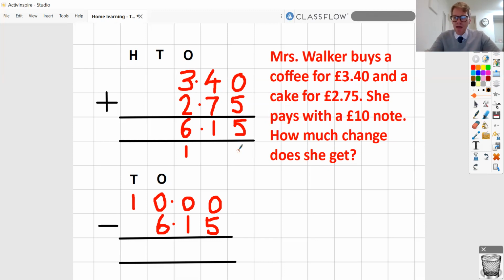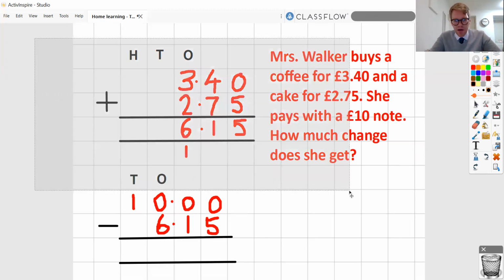Brilliant. But that's not my answer, because it doesn't say how much was the coffee and the cake altogether. It says how much change does she get when she pays with a £10 note. So we actually need to do a second step. So this means that for all of these spicy questions, you're going to need to be doing a second calculation for each one. So it's not just doing the addition, there's going to be something else in there as well. Told you it'd be a bit of an extra challenge.